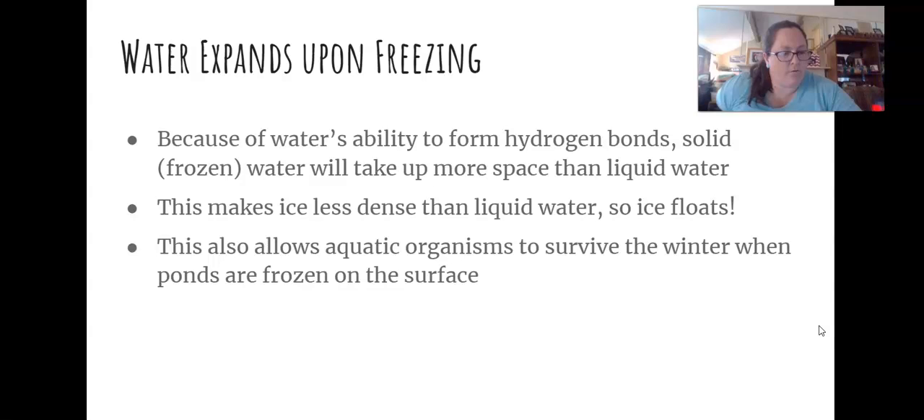So when water forms hydrogen bonds when freezing, it wants to maintain those hydrogen bonds, and so it kind of spreads them out a little bit, and actually takes up more space in its solid form than it does in its liquid form, and that gives it a less dense form. So we know that things that are less dense than water float on top of water. So this makes the less dense frozen water float, which is really cool.